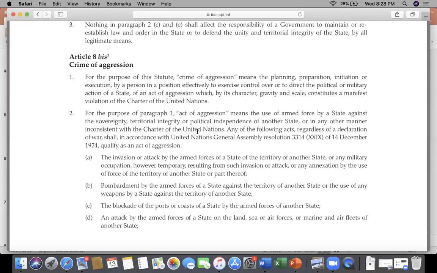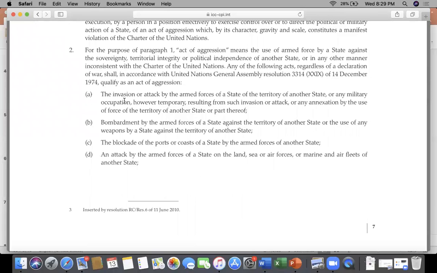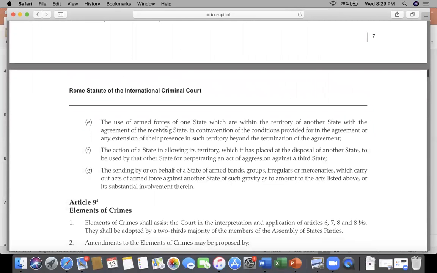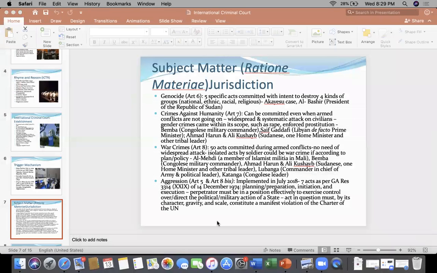And then what are the examples of act of aggression? You see, invasion or attack by the armed force of a state of one territory or another territory. Bombardment by the armed forces of a state against the territory of another state, or the use of any weapons by a state against the territory of another state. Likewise, you will find these are all specific instances of the crime of aggression.